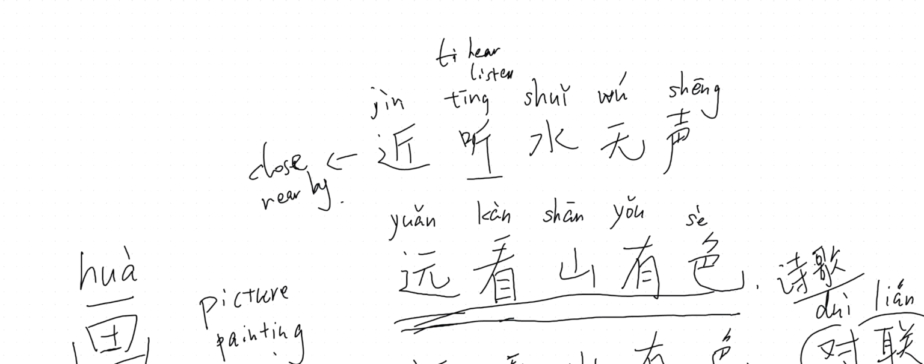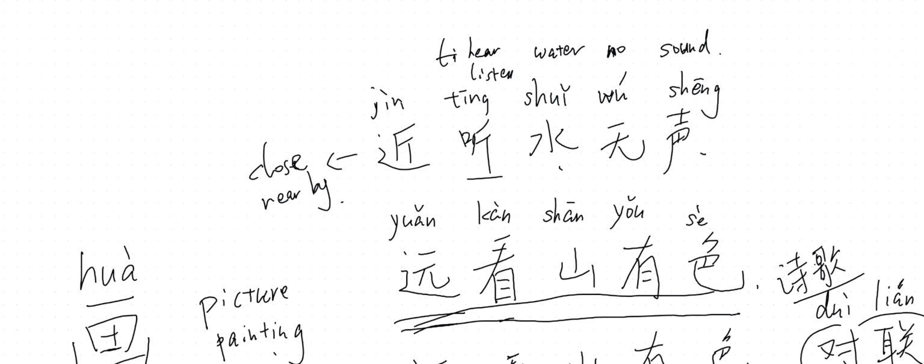Shui is water, what I just said in my example. Wu, snow. Probably an old word. It's "no," like not, right? Or just means negative. Shen is sound. So this sentence means you came close to hear the water, but there's no sound in it.